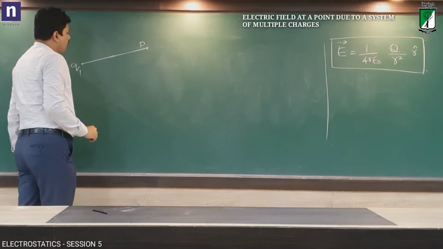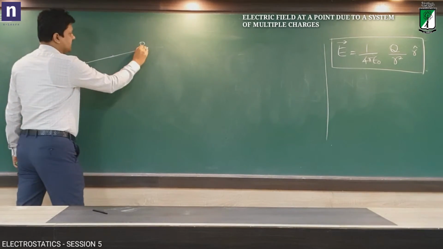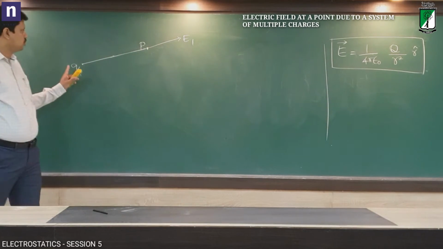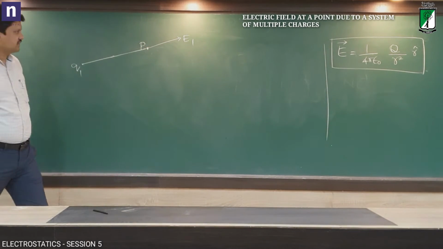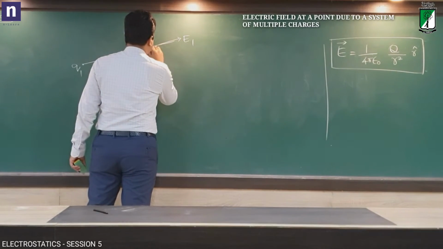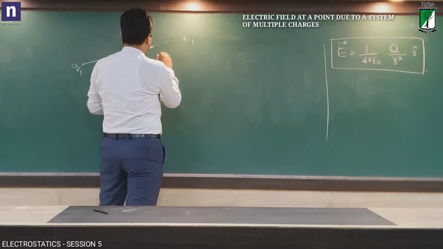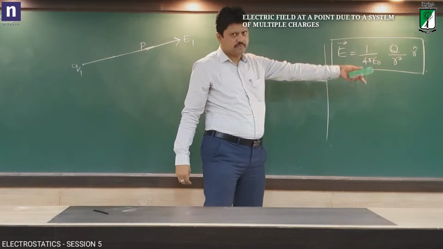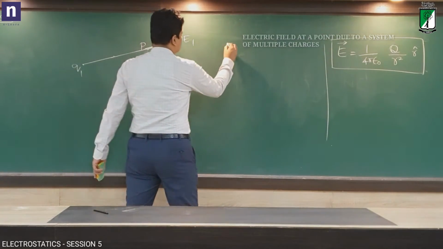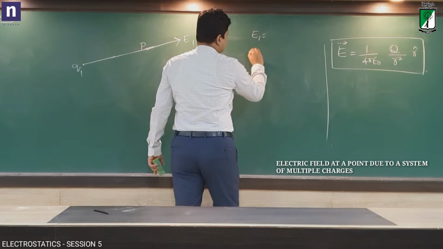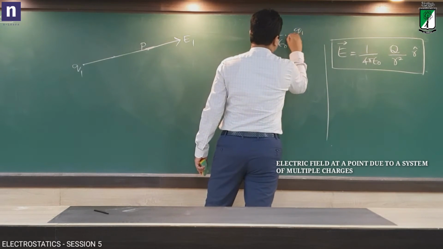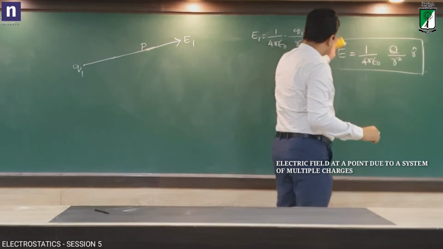At some point P, the electric field here is, say, E1. Q1 is causing an electric field E1. Now what is E1 by definition? E1 is equal to 1 by 4 pi epsilon naught Q1 by R square, simple. So E1 is equal to 1 by 4 pi epsilon naught Q1 by R square.